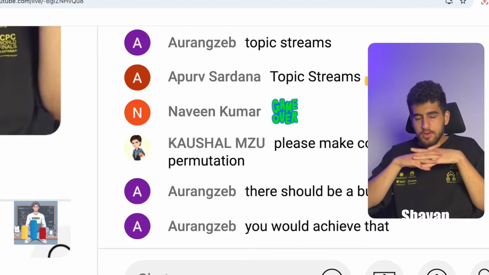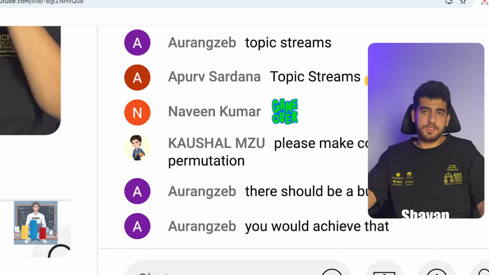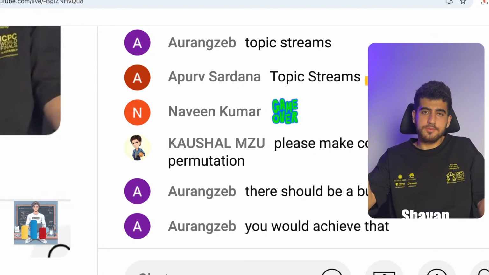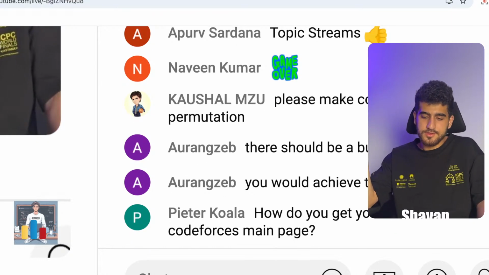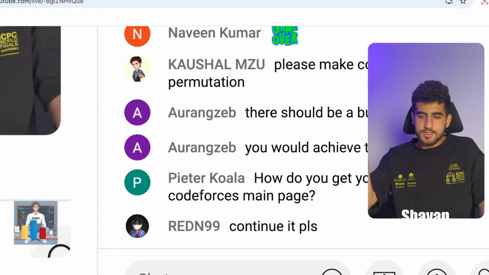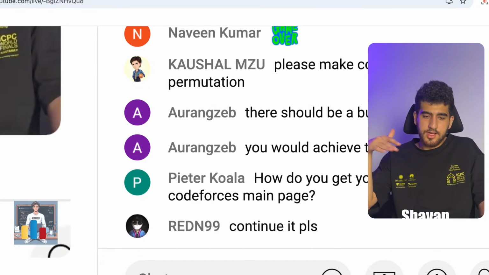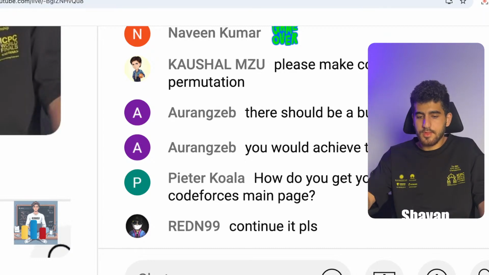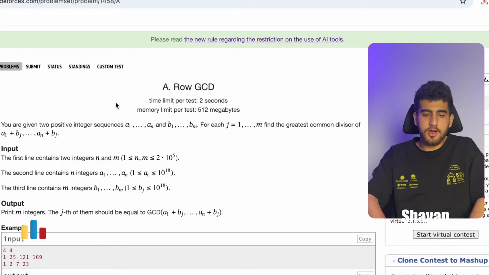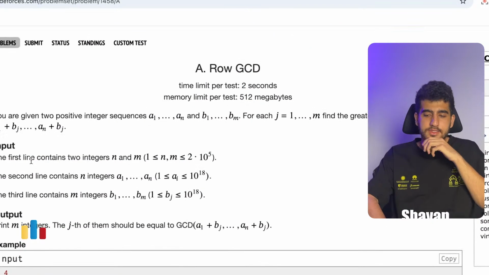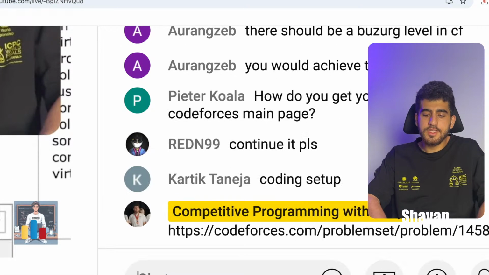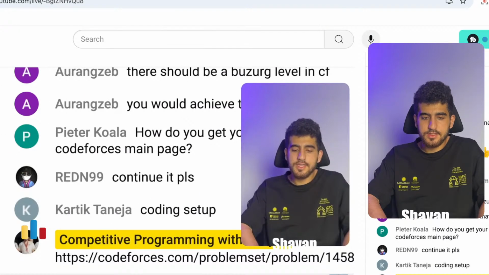So now that we found out how to calculate GCD, we can now try to solve some problems from Codeforces. Okay, so now let's talk about a problem and let's see how we can solve it. This problem is from Codeforces. Let me send you the link of this problem. It is 1458A.